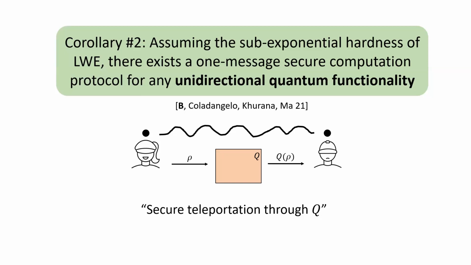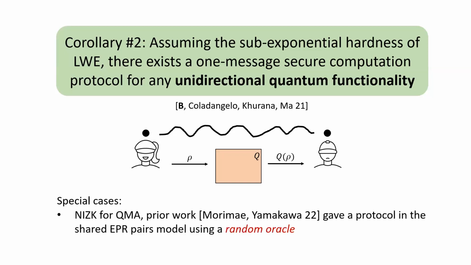Alice learns nothing about any of the side information that was computed while preparing Q of rho and so on. So you can think about this as teleportation, but the state is going through this map Q on the way. And there are some special cases of this notion. For example, this would give a NIZK for QMA, again in the shared EPR pairs model, by just taking Q to be a QMA verification circuit and rho to be the witness.